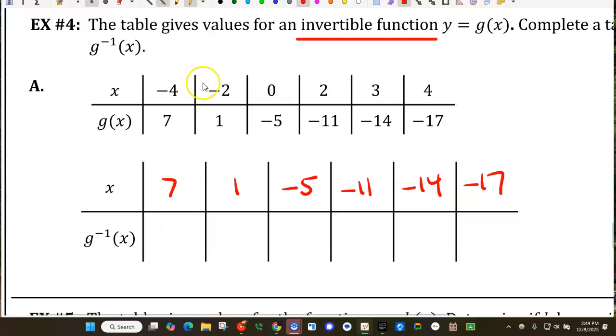And you do not need to worry about putting into ascending order. Usually the X's are always going up, -4, -2, 0, 2, so on. It's okay that these are 7, 1, -5, and don't worry about rearranging these. So the X's become the Y values, or the inverse functions.